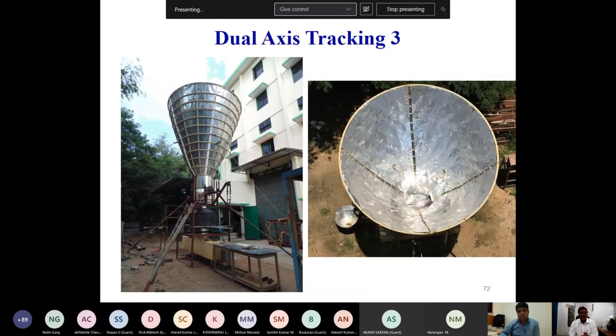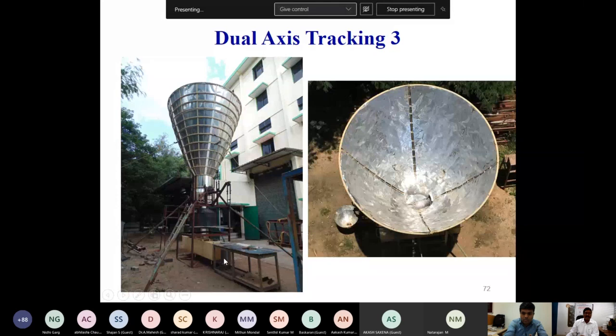And the type of tracking is dual axis tracking. The weight of this collector is, I can say, 1 ton. The weight is 1 ton. We did this operation with the passive drive. At the bottom you can see the passive drive, a small weight and small efforts only.